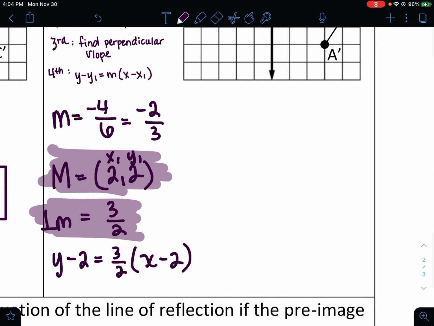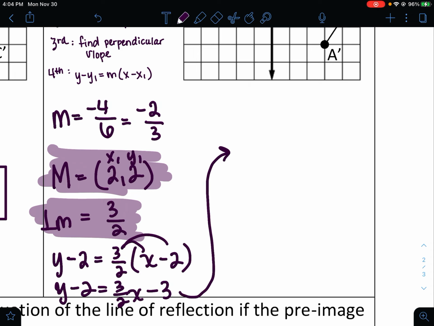So you can leave it like this. The other one I changed because it had a 0 in it. You can also change this one if you'd like. Or you can leave it just like this. Actually, let me distribute first. So if I want to change this to y equals, then I can just do that. Then that would be 3 over 2 x minus 3. So 3 over 2 times negative 2 is just negative 3. Then I'll add 2 to both sides. And that'll give me y equals 3 over 2 x minus 1.